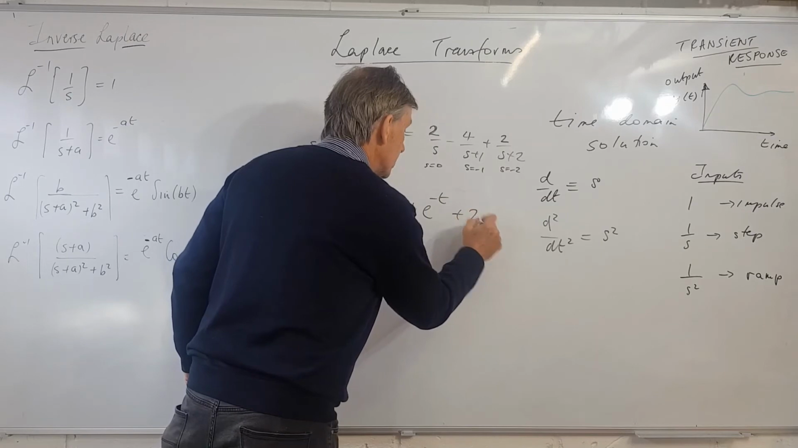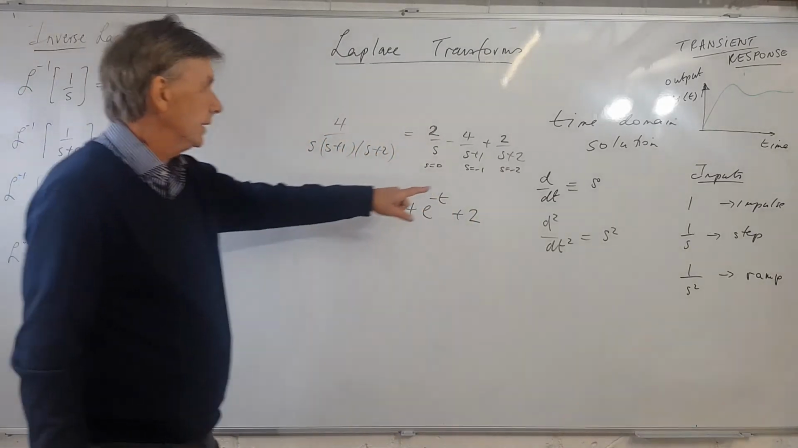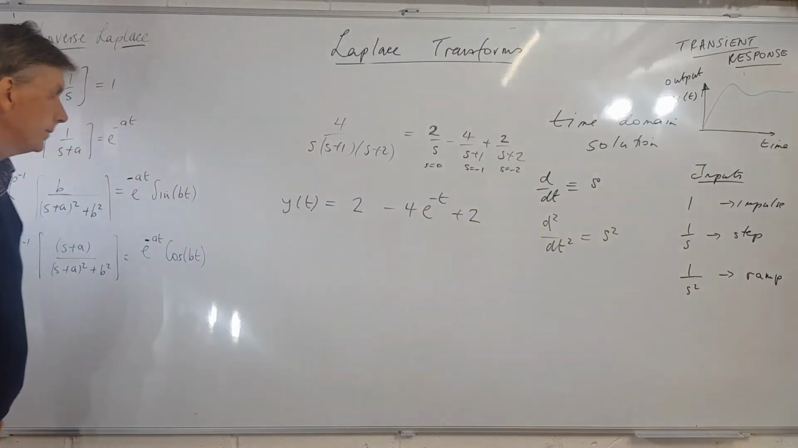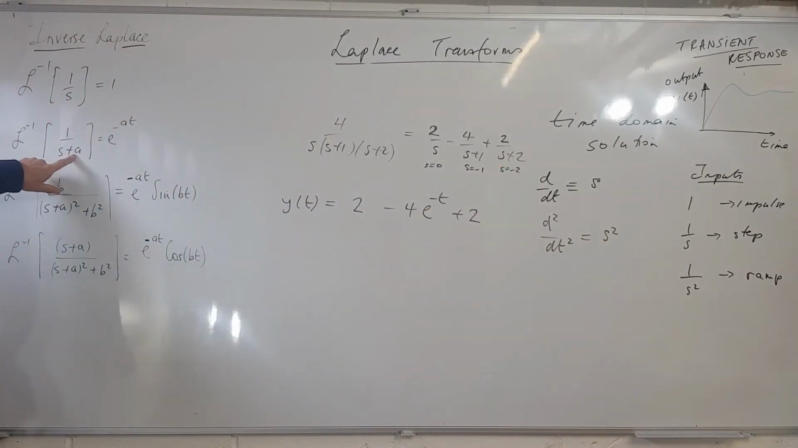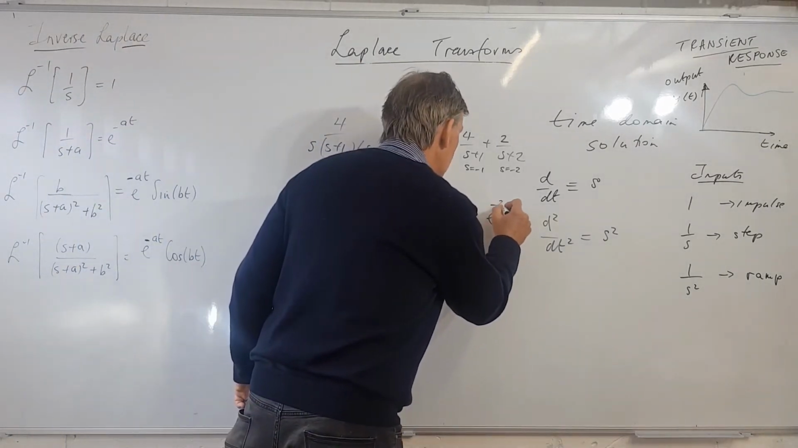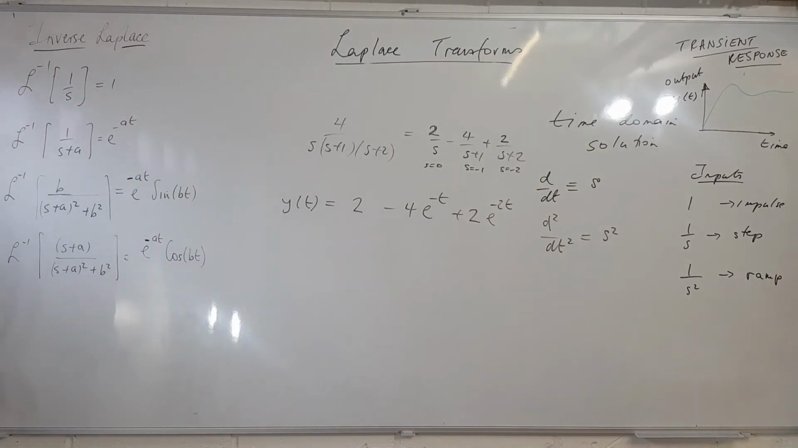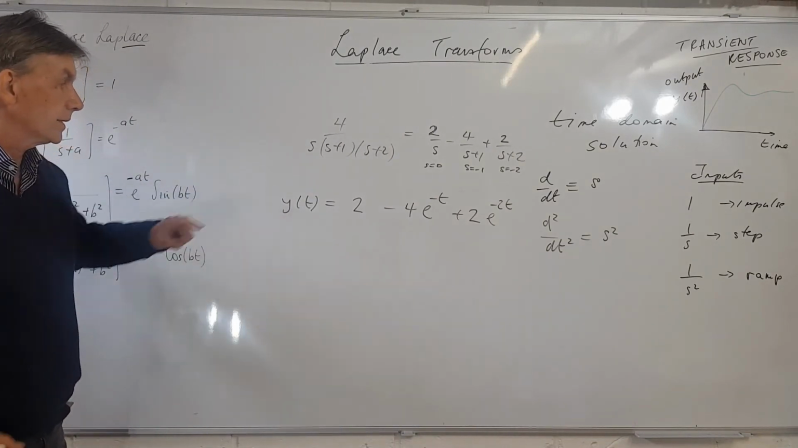And then we've got a plus 2, and this time it's plus 2 here, so it's going to be e to the minus 2t. And then this then is the equation for the step response.